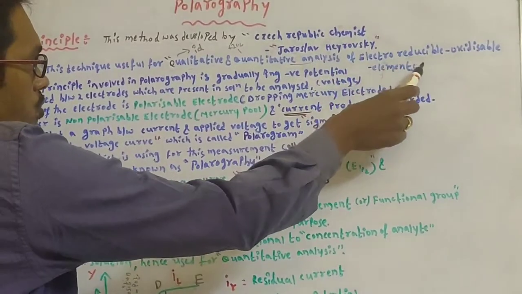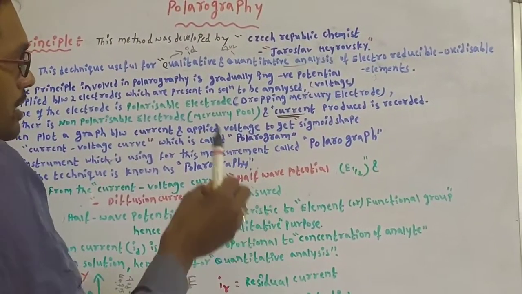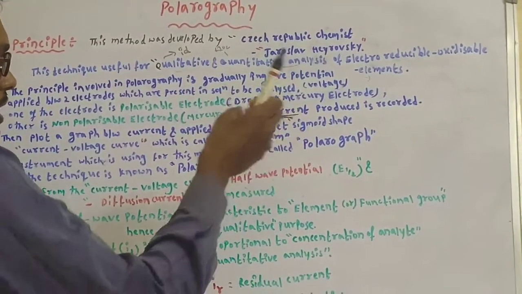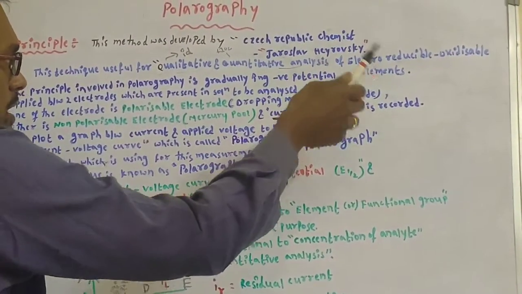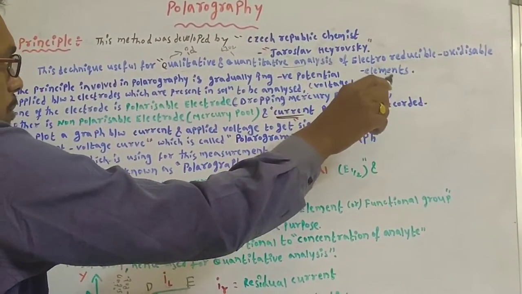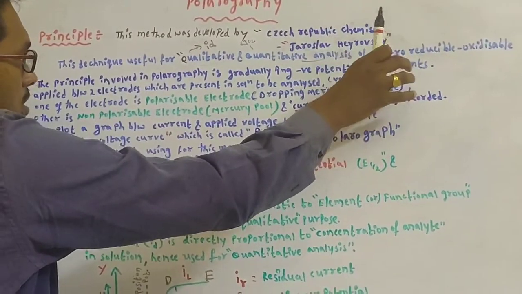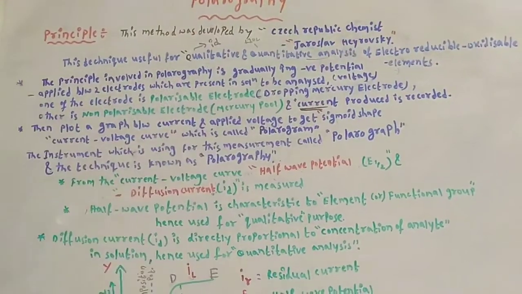Electro-reducible or oxidizable elements means whenever we apply a potential or voltage to these substances, they should be oxidized or reduced. Both, here a redox reaction will take place. For those kinds of substances only we can estimate by polarography.